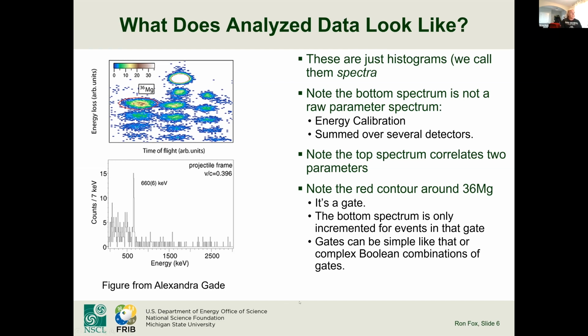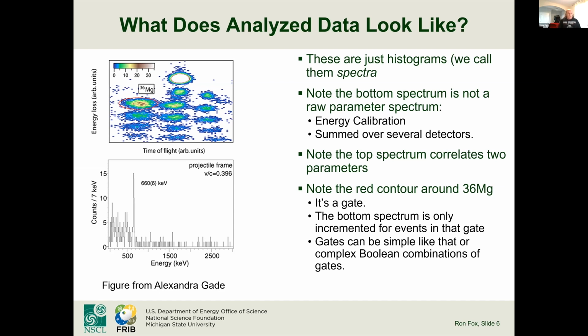Furthermore, this spectrum here was generated by restricting its increments to events that live inside of this 36 magnesium blob. So this is the energy spectrum of 36 magnesium, as opposed to 37 magnesium or a soup of different isotopes. This kind of gating, creating conditions and applying them to spectra, is an important part of data analysis that we do.